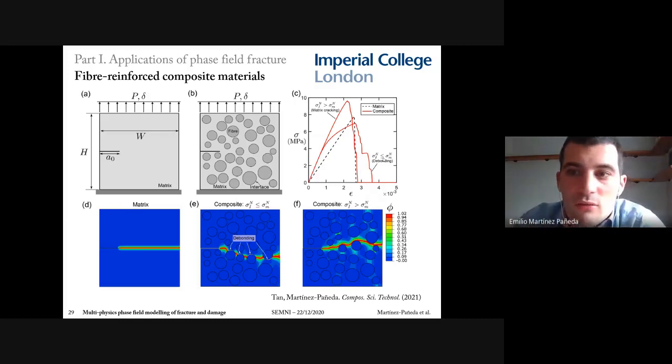Another recent application is the failure of composites. This is a paper just published with my friend and collaborator Wei Tan, where we aim at gaining microscopic insight into the fracture process of fiber-reinforced composite materials. For this, we use a phase field fracture model to model crack growth in the matrix, and then we use a cohesive zone model to capture fiber-matrix debonding.